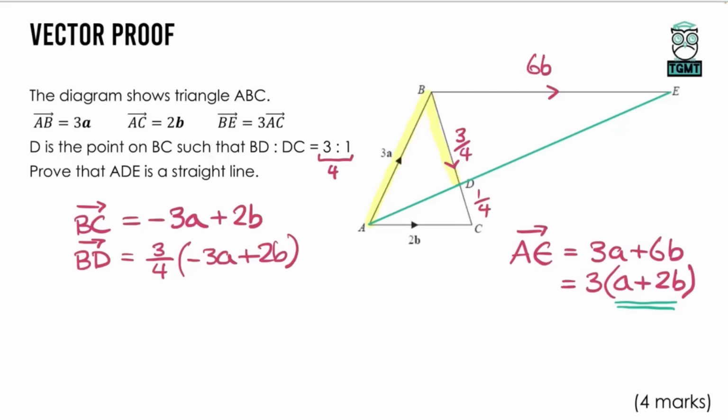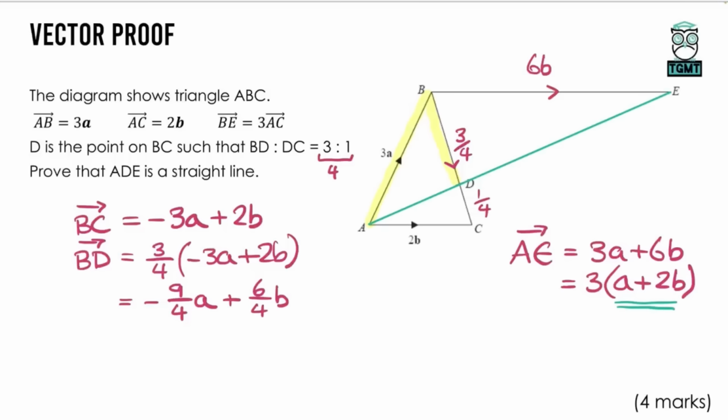If we expand this bracket, we're just going to multiply the numerator by the coefficients of A and B here. So we get minus 9 over 4A, just timesing that 3 by 3, plus 6 over 4B. Now I don't need to simplify these fractions or try and be fancy with it at the moment. I just want to write the vector down, and I've got my vector B to D.